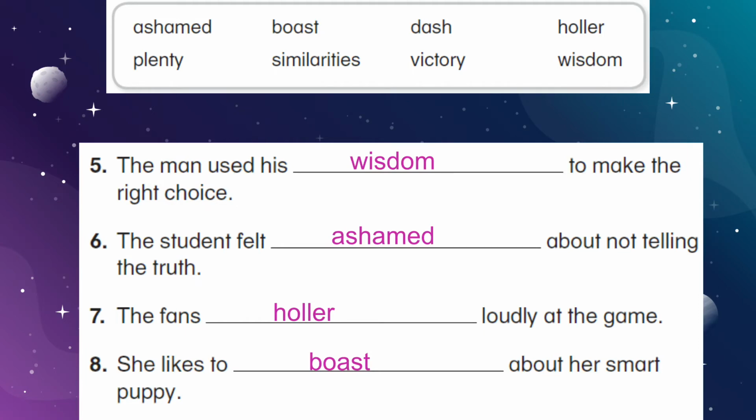7, the fans blank loudly at the game. The fans dash, boast, holler loudly at the game. She likes to blank about her smart puppy. She likes to plenty about her smart puppy, holler, or is it she likes to boast about her smart puppy?